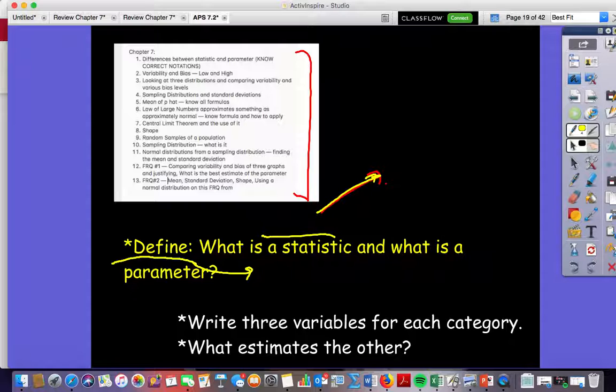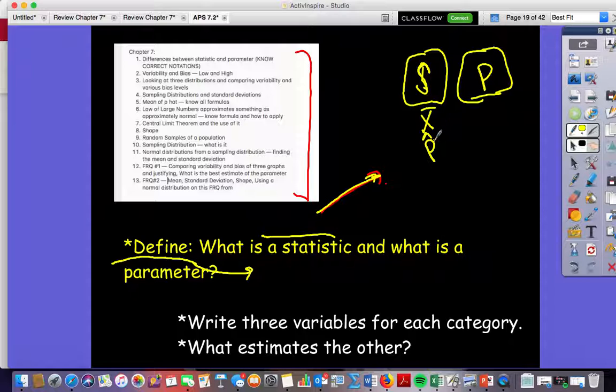On this one it says write 3 variables for each category. So we've got sample and we've got population. All right, what are the variables for sample? P hat and x bar, s of x, right? Standard deviation. What about for population or for a parameter? Mu, p, and sigma, standard deviation. Excellent. If you got that, give yourself a 1/2 point.